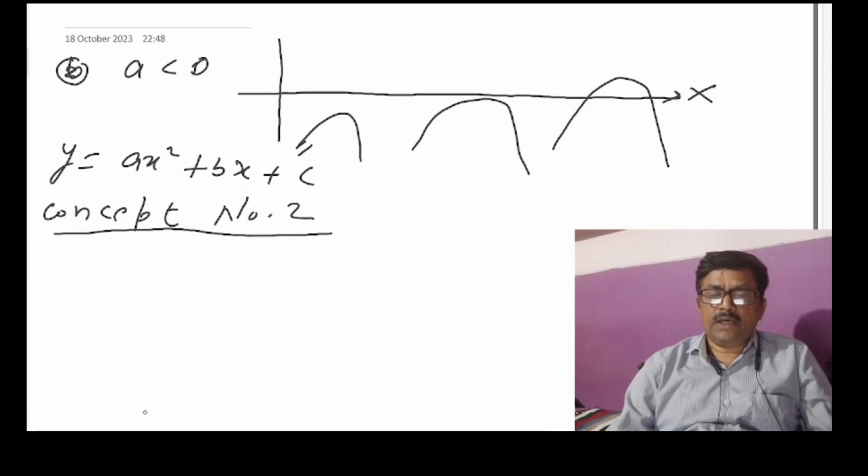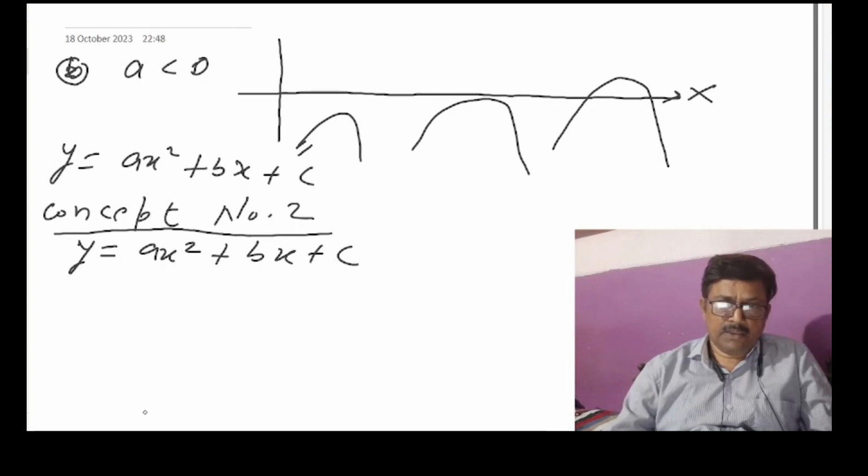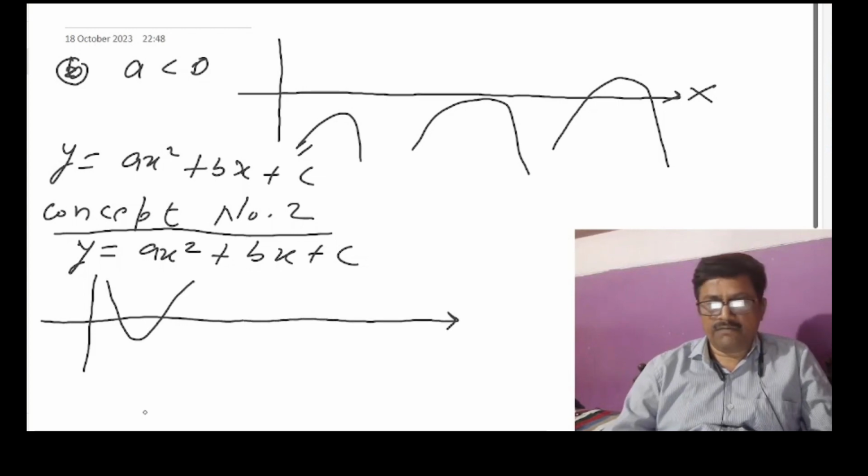As we know, any graph may cut the x-axis at 2 points, may cut the x-axis at 1 point, or may not cut the x-axis. So what is the meaning of these three cases? Suppose any equation, for example, take a quadratic. You can take any expression; I am taking a quadratic expression. If its graph is cutting the x-axis at 2 points, what is the meaning of this situation?